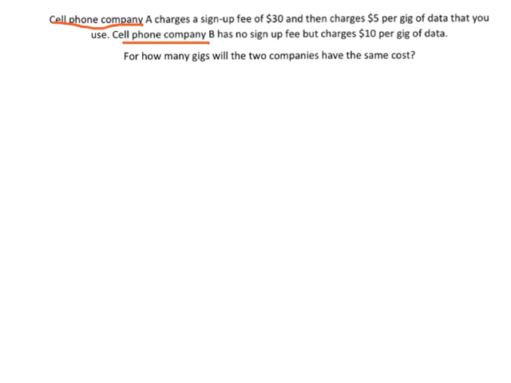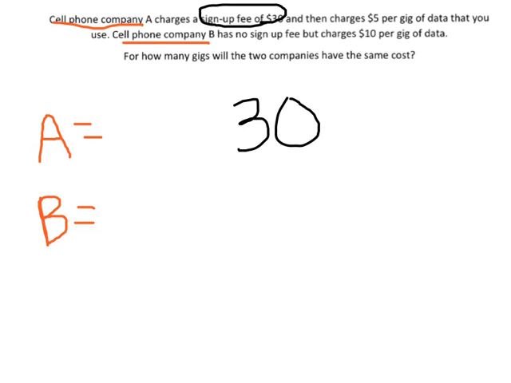We're going to solve this question using a system of equations. When we're talking about a system of equations, how many equations are we talking about? 2. So we need to write 2 equations for these two cell phone companies, cell phone company A and cell phone company B. For cell phone company A, what is my initial value? My initial value is my sign-up fee, so that's $30, and that's going to be my b. And then what is my unit rate? My unit rate will be 5. So it'll be 5x plus 30.